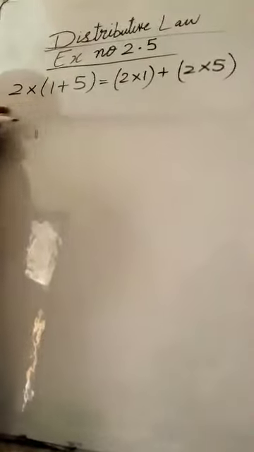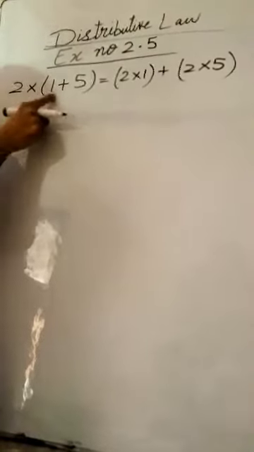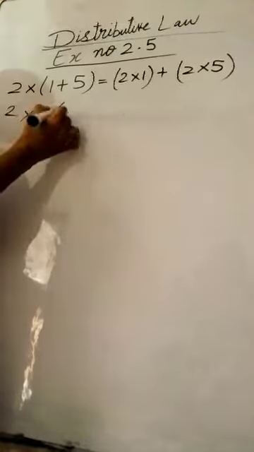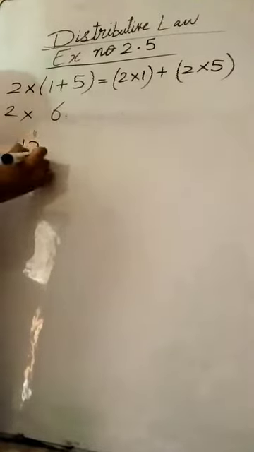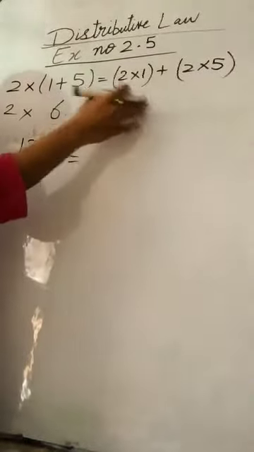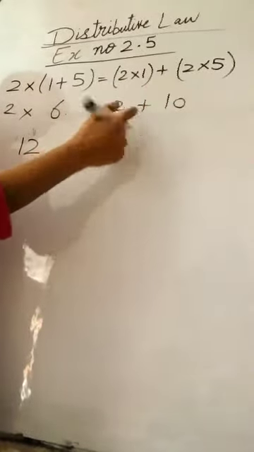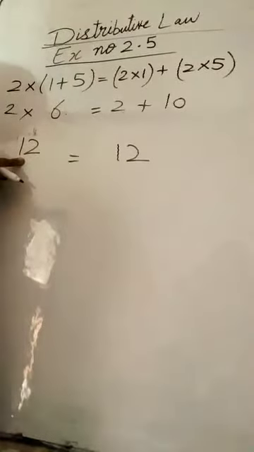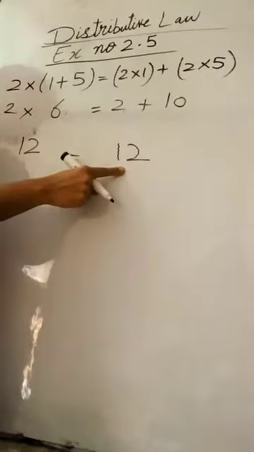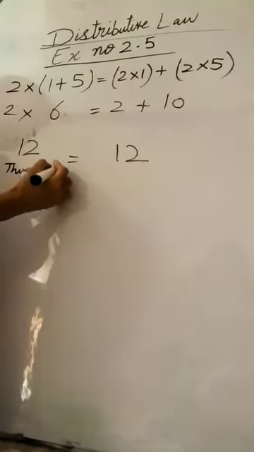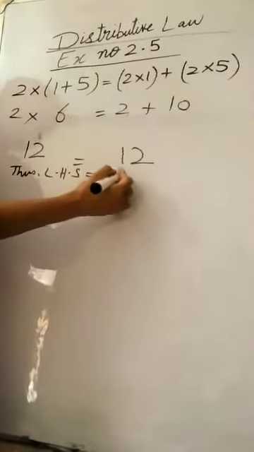First of all, solve the left hand side and solve the bracket first. So 5 plus 1 is 6. 6 twos are 12. Now I am solving the right hand side. 2 ones are 2 plus 2 fives are 10. 10 plus 2 is 12. See, left hand side is equal to right hand side. It is proved. Thus, left hand side is equal to right hand side.